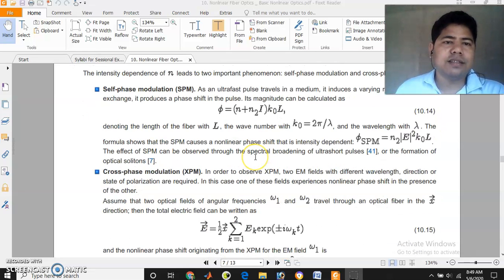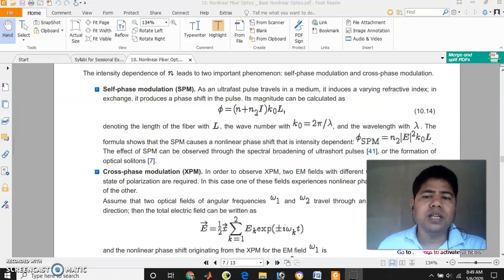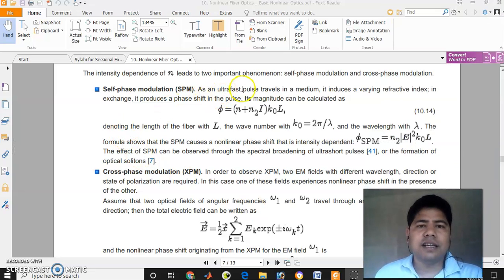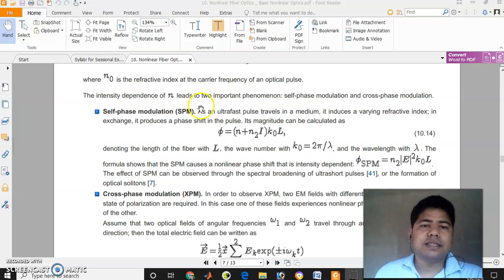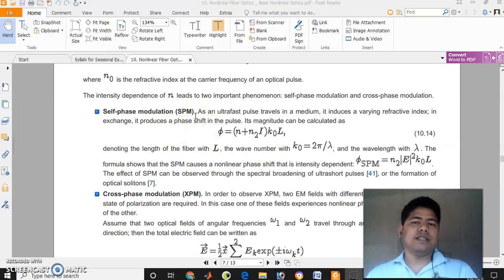What is happening in self-phase modulation? As an ultrafast pulse travels in a medium, it induces a varying refractive index. In exchange, it produces a phase shift in the pulse. Its magnitude can be calculated as phi equal to (n plus n2 I) k0 L. Now, this is the concept of self-phase modulation.